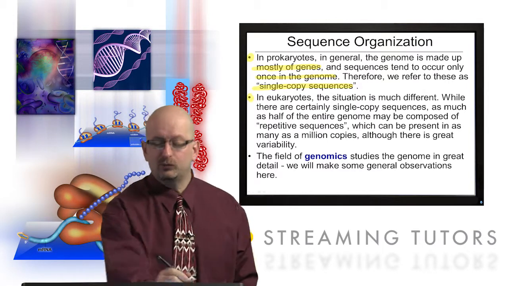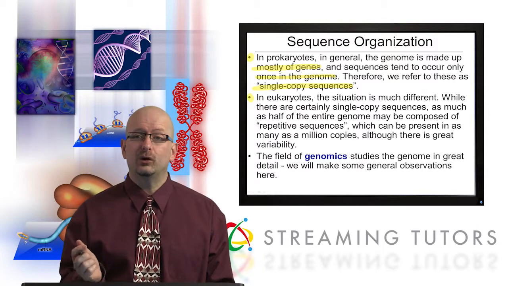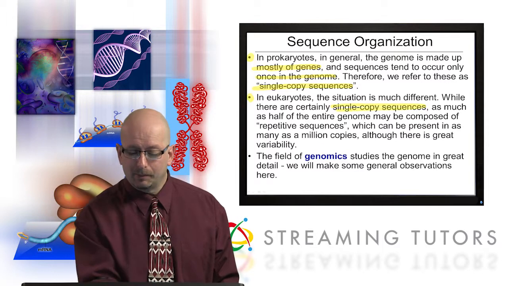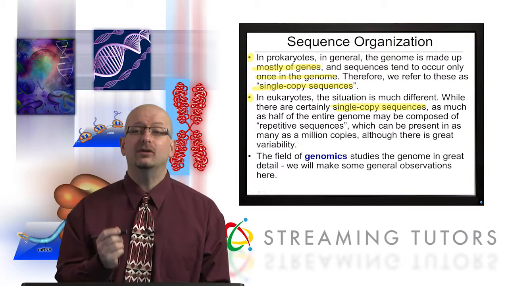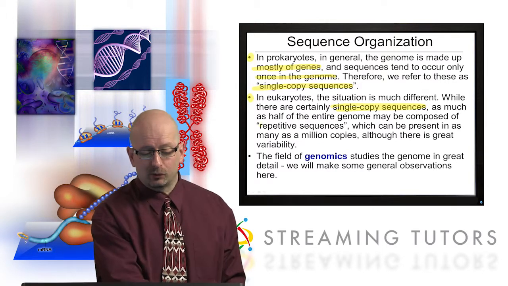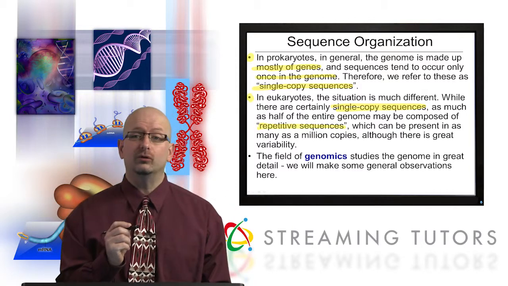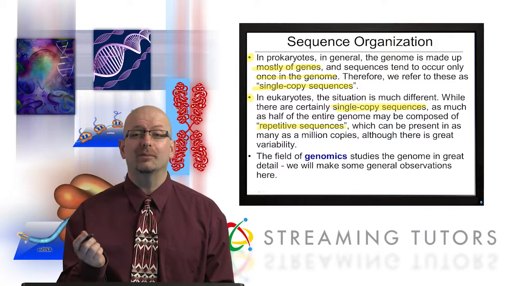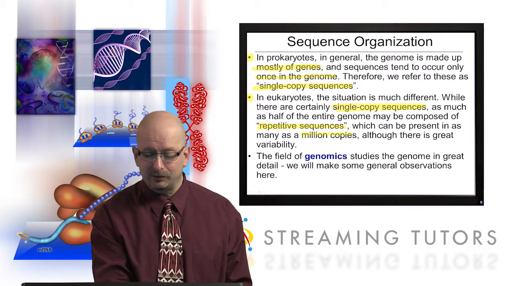In eukaryotes, we have a whole different situation going on. There are definitely single copy sequences, but as much as half of the entire genome is composed of repetitive sequences, which can be present in a seemingly ridiculously large amount of copies, as many as 1 million copies.